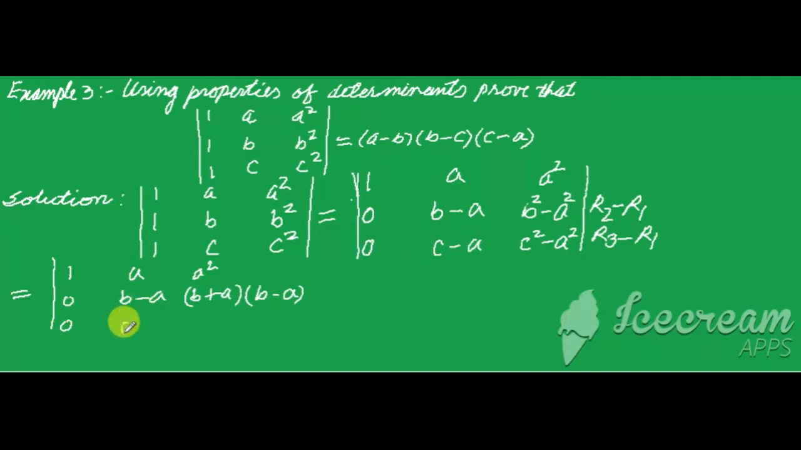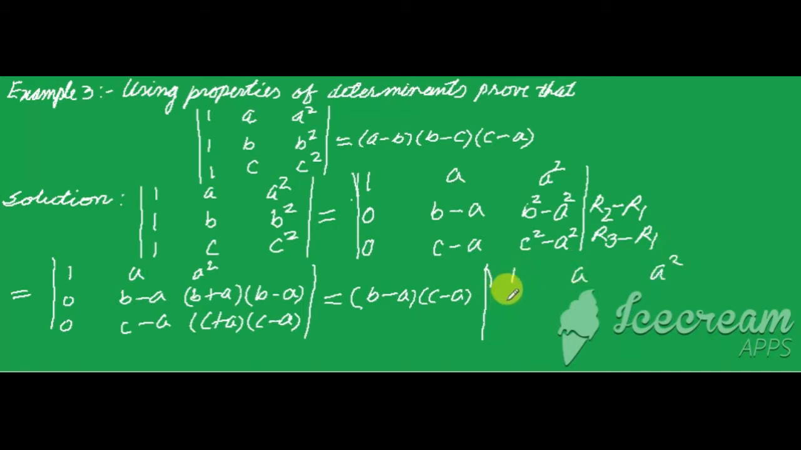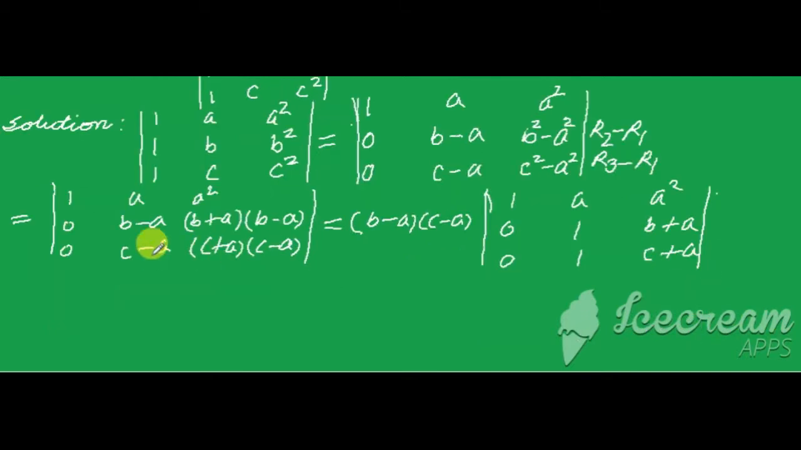And the third row is 0, c minus a, and c square minus a square may be written as c plus a into c minus a. Determinant closed. Now, as you see, out of R2, b minus a is common, and out of R3, c minus a is common, so we get b minus a into c minus a, determinant 1, a, a square; 0, 1, b plus a; 0, 1, c plus a. Determinant closed.